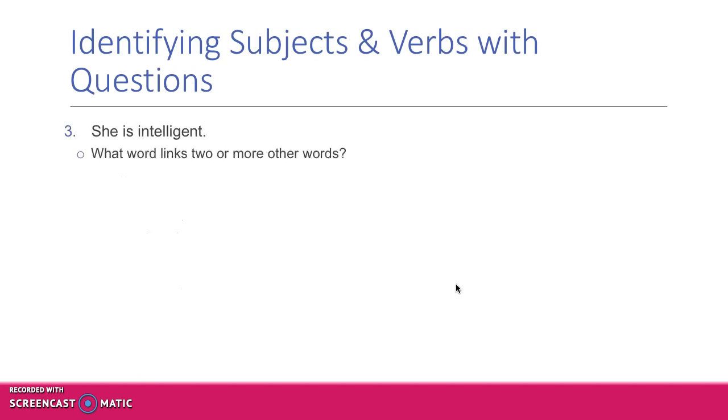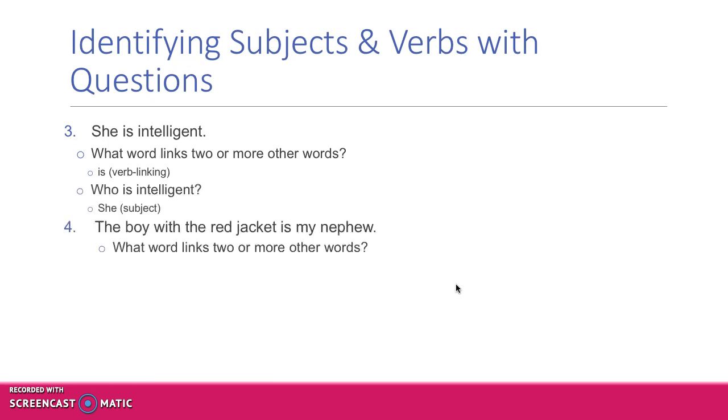3, she is intelligent. What word links two or more other words? We have is in the sentence, which is a linking verb. Who is intelligent? She. That's the subject. 4. The boy with the red jacket is my nephew. What word links two or more other words? Is, which is a linking verb. Who is my nephew? The boy.